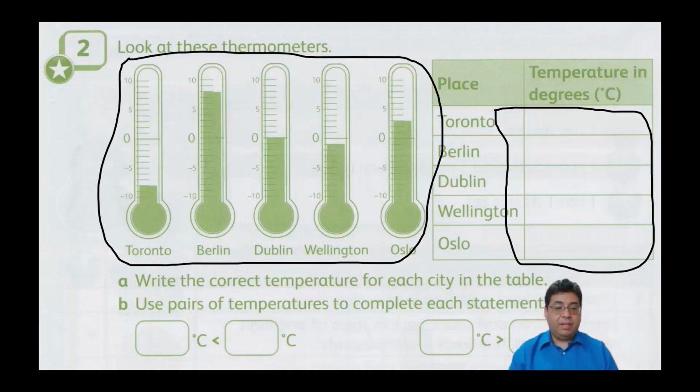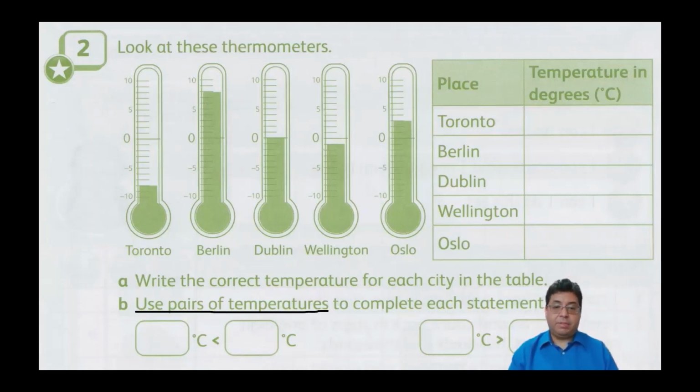For letter B, you're going to use pairs of temperatures to complete each statement. So again, you choose the temperatures to make each statement true that's showing warmer or colder. Just make sure that the numbers are correctly placed in the right spot.